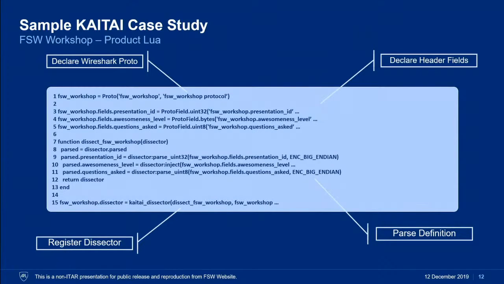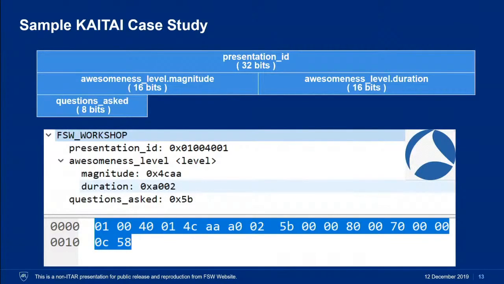Now what this ultimately looks like in Wireshark, once we've gotten our recording and open it up, is this. In the bottom, we have the highlighted data, which is the raw information that was picked up over the Spacewire bus in this case. And we have configured Wireshark to process everything as this flight software workshop message. And you can see that it's using the plugin we described on the last slide. And it has our 4 fields. It has our presentation ID. It has our awesomeness level, which has its magnitude and its duration, along with questions asked.